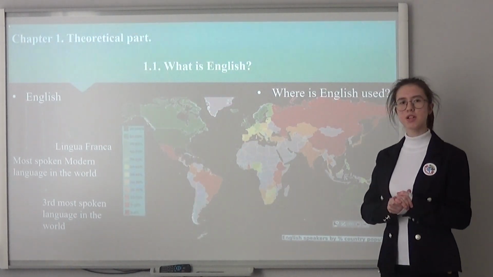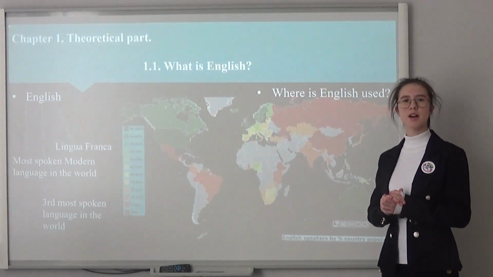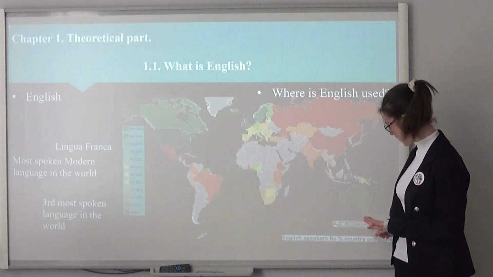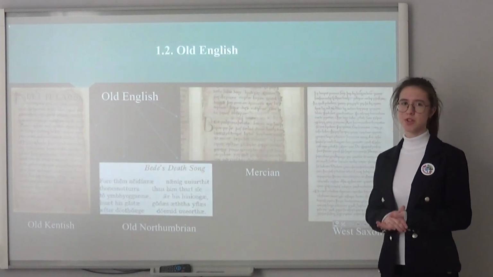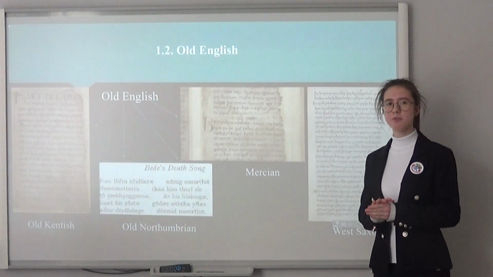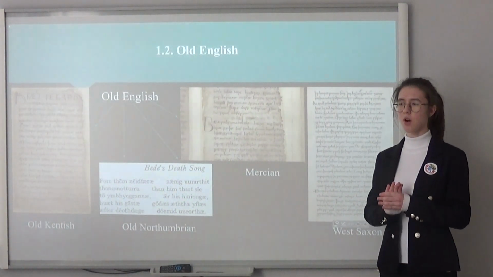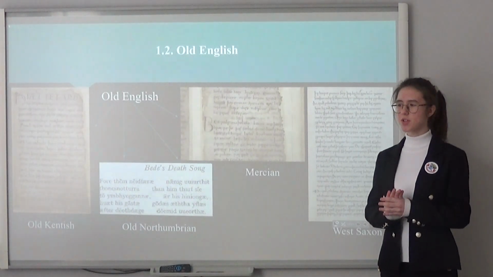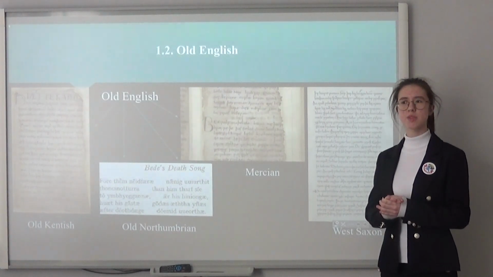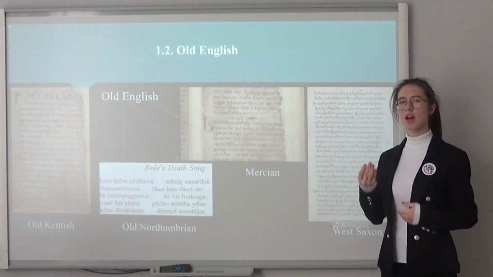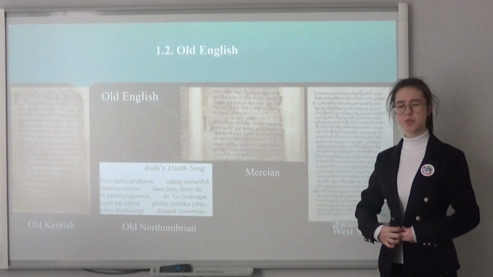Now, English is divided into three eras. These are Old English, Middle English, and Modern English. Let's start with Old English. Now, Old English started in the 5th century and went on until the 11th, 12th century. The four main distinct dialects Old English had were Old Kentish, Old Northumbrian, Mercian, and West Saxon. Mercian is the dialect that will later on develop into Modern English, the language that we use nowadays, and it is quite similar to the language we use today.